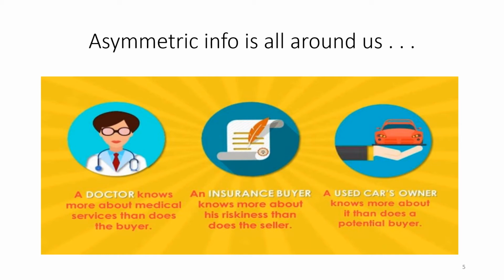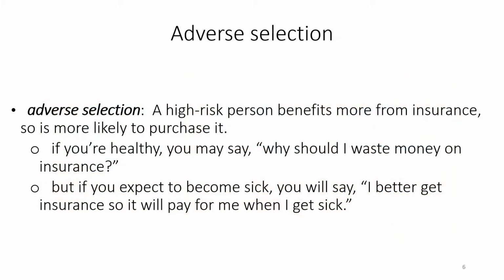All right, so asymmetric information is all around us, and it creates this notion of adverse selection, for example. So what is that? It means that adverse selection is present when a high-risk person benefits more from insurance, and so that person is more likely to purchase it. Think about this, you guys. If you're healthy, you might say, well, why would I pay a fee to an insurance company who will pay for my loss if I'm not going to have a loss, if I'm not going to get sick? That's a waste of money. I may not buy insurance.